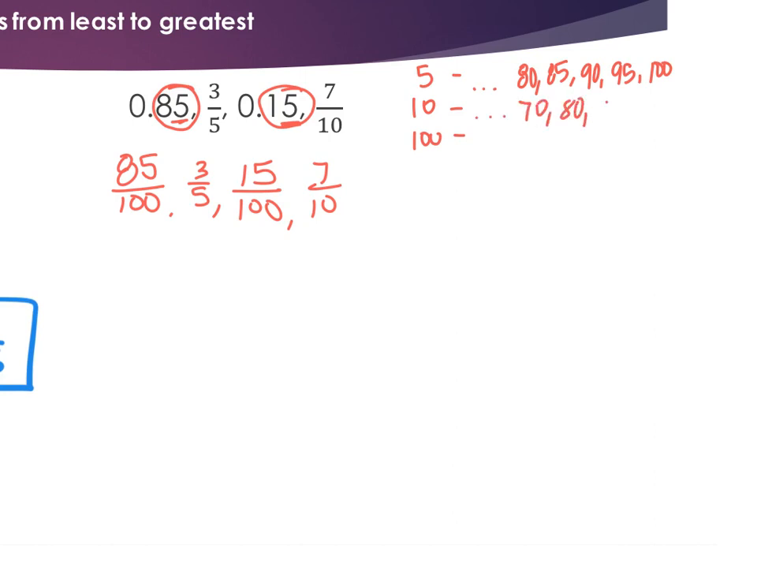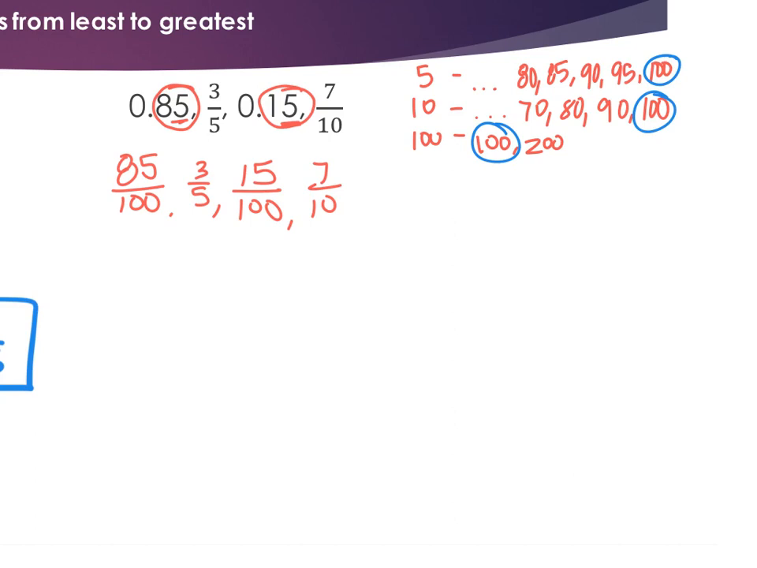For 10, 80, not common factor, common multiple, 100. And then for 100, I have 100, 200, and so on. So the number they all have in common, you probably saw it already, is 100. So I'm going to make all of my denominators 100. So 85 over 100 is fine.